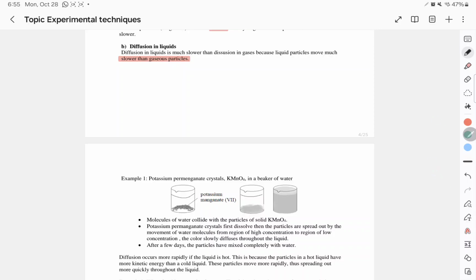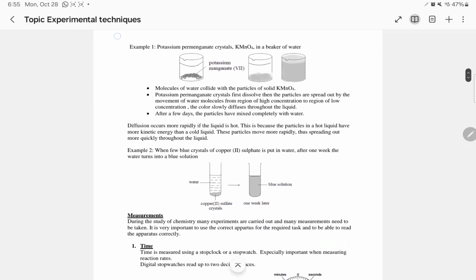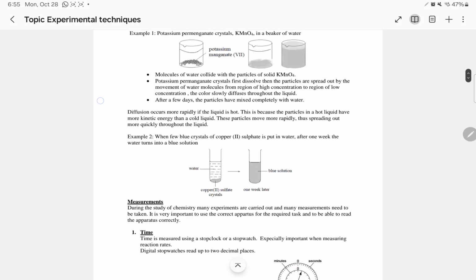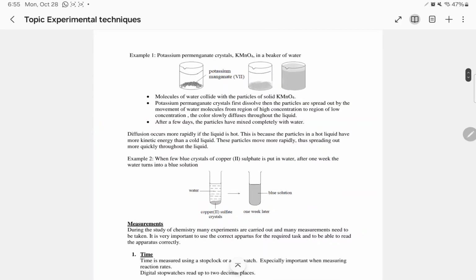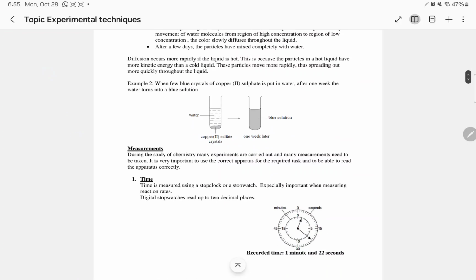I'm gonna go back to the reading position. Now, these, I'm very sure they're not going to bring much about them. But really quickly, molecules of water, they'll collide with the solid, they'll dissolve them, and they're spread out by movement of molecules, and it's the same thing, it's diffusion.